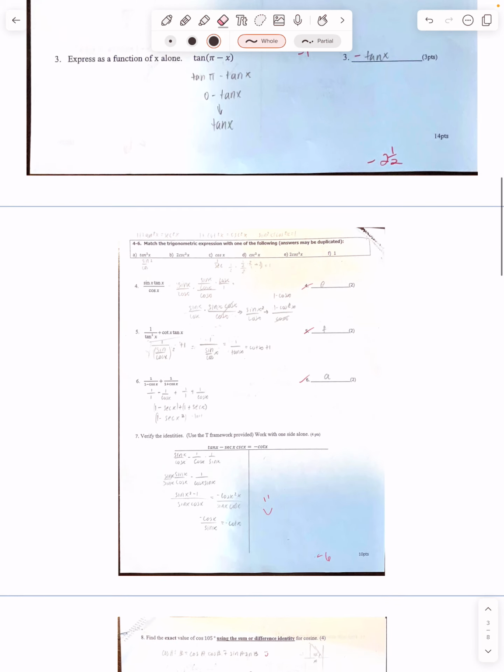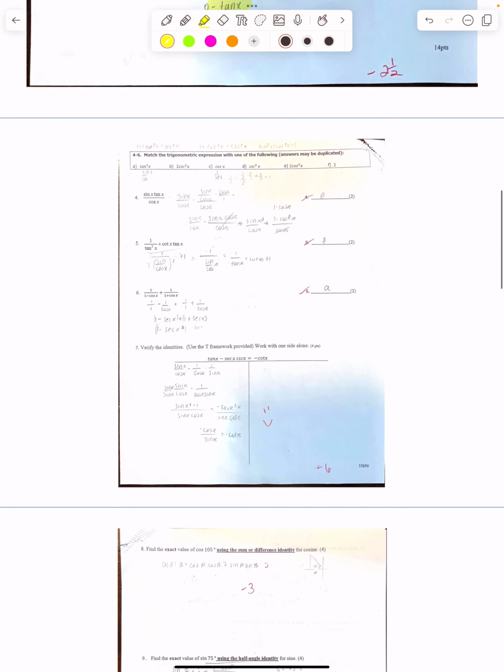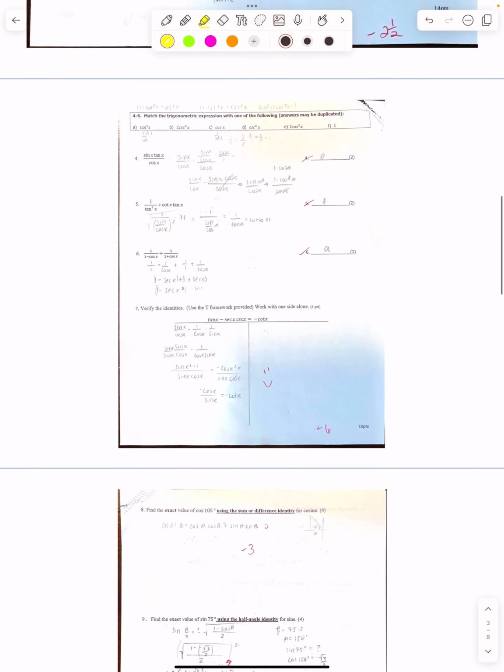Number 3 is just a sign error. It looks like you had it right here and then just left it off in your answer. It just should have been negative.